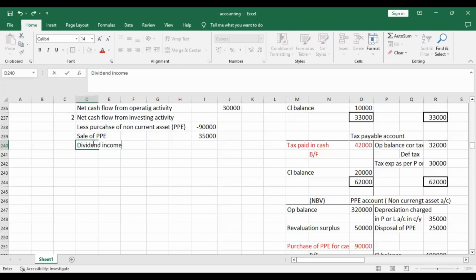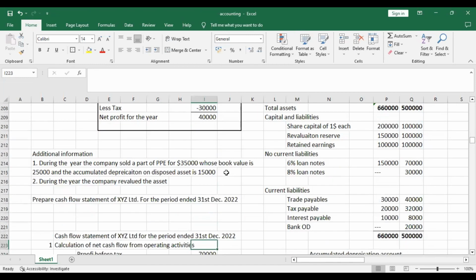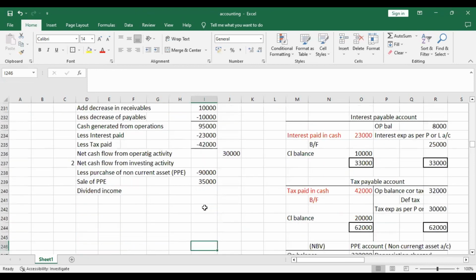How much is it? 5,000. Check it once again. Please check the P&L account that is given. Dividend income, how much is it? 5,000. This 5,000, when we prepared the operating activity, we removed there. Now we are taking it here in the investing. Please understand. Are you clear? So we have taken it.